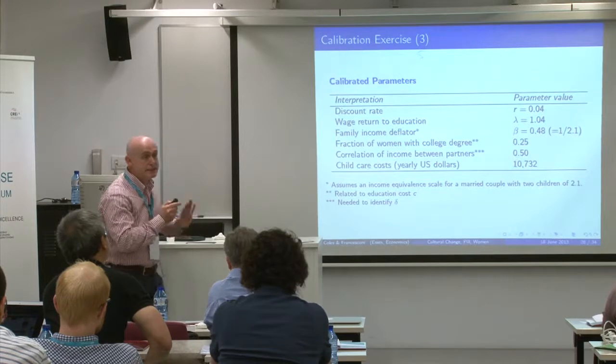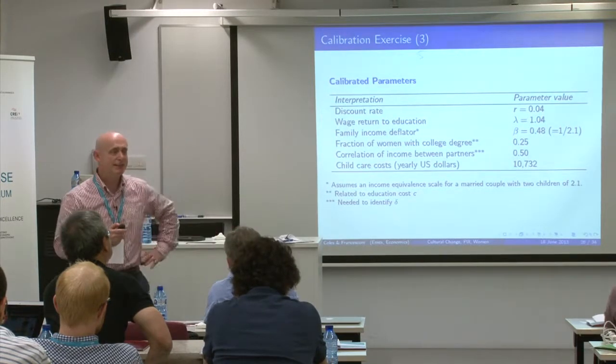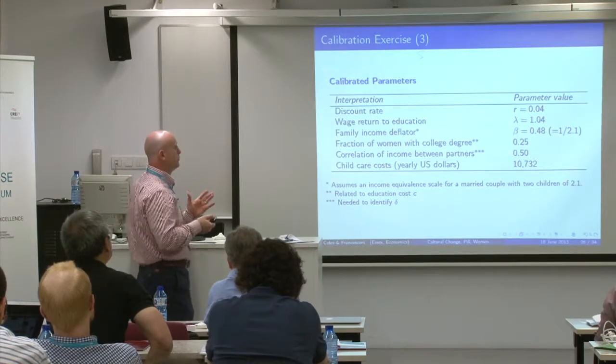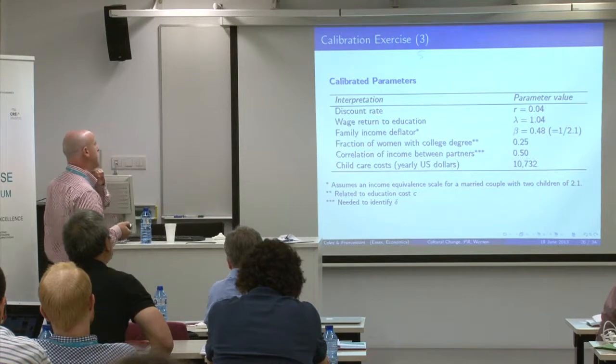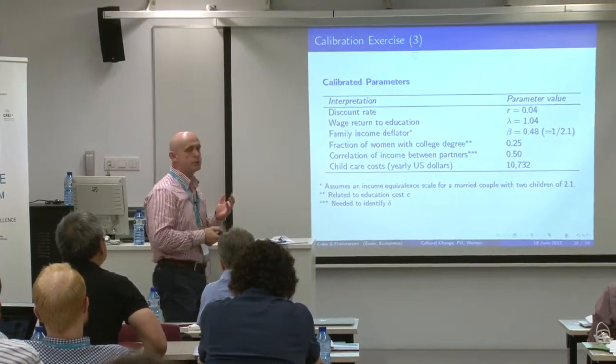We're just saying, suppose that it's like that, then it becomes fairly easy to do our relatively simple, as I say, I call it calibration, but I should actually substitute that with a different, better word. So here we have a discount rate of 4%. The return to education is, again, also 4%. So lambda is 1.04.